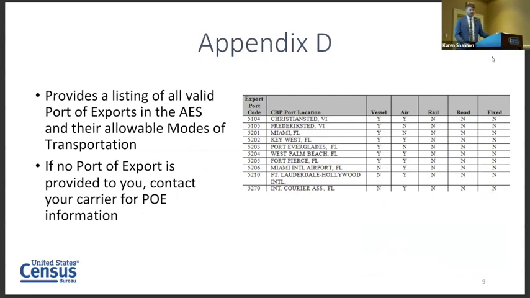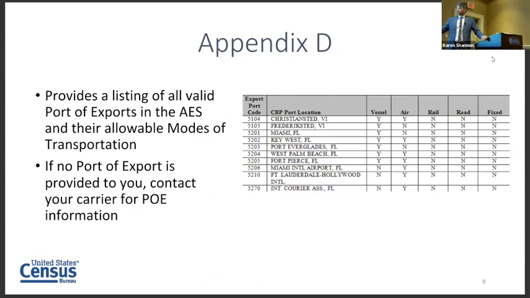Appendix D is the next really valuable resource that we always point people to. This provides you the full listing of valid export port codes and their allowable method of transportation for that port. So you can see here, one of the examples that we used to often do was for shipments that were leaving out of Miami, Florida on, let's say, a large carrier. So you're assuming that it's going air. If your carrier doesn't give you the information, which we've heard earlier isn't always the greatest, we would point you to Appendix D as a good resource to start.